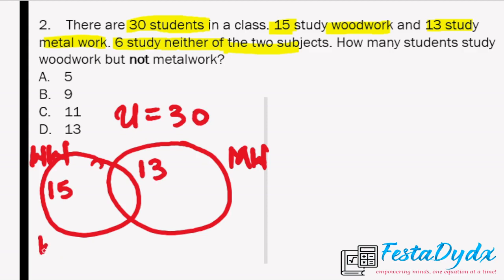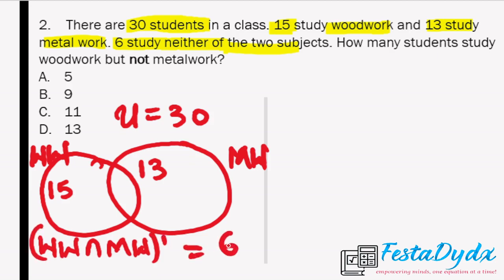If I have woodwork intersect metalwork, the complement of this is neither. So the complement of this is 6. When we talk about intersect, it means those that study both woodwork and metalwork. Complement means not. That means those that did not study the 2 subjects. So neither. I'm going to represent neither like this.